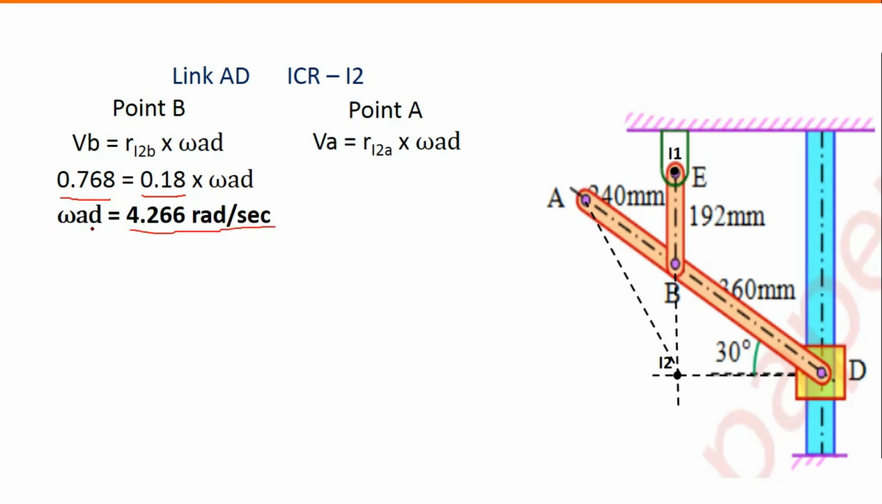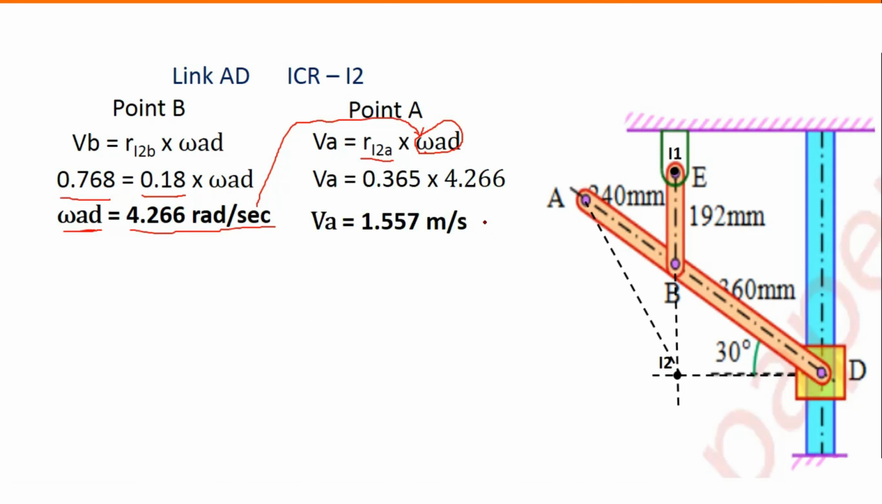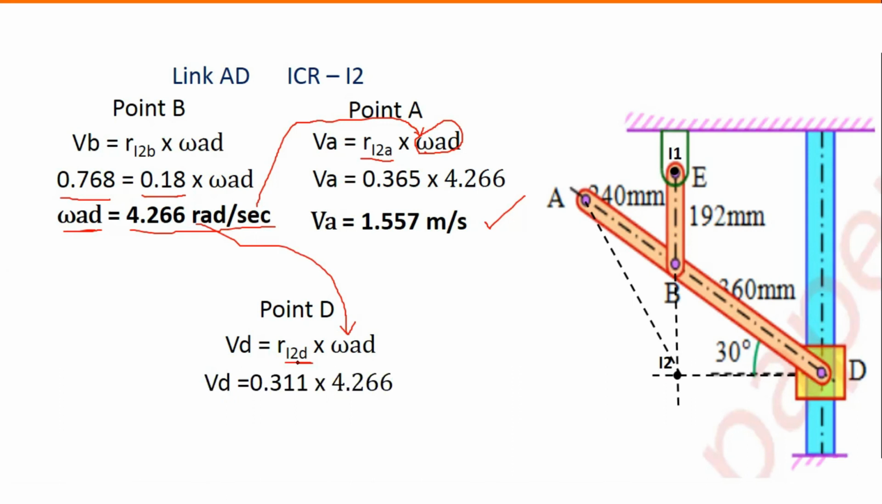Now I see this omega AD is also appearing in this particular equation. R I2A we have already found out. So I will just substitute this omega AD in this equation, and I will get the answer for VA as 1.557 meter per second, which was one of the required unknowns. Next, for point D, we had the equation VD equal to omega AD times R I2D. Substituting omega AD and R I2D, which we have already found out, I will get the answer for VD as 1.326 meter per second.